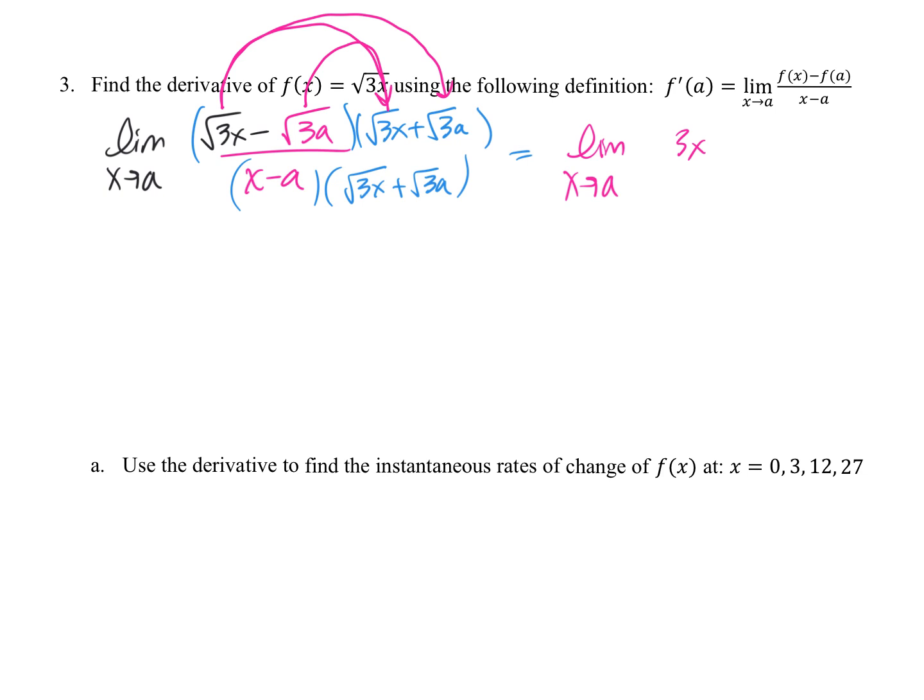What do we do with those middle terms? Don't even write them down. What are we going to end with? Negative root 3a times positive root 3a, negative 3a. A root times itself always cancels out.